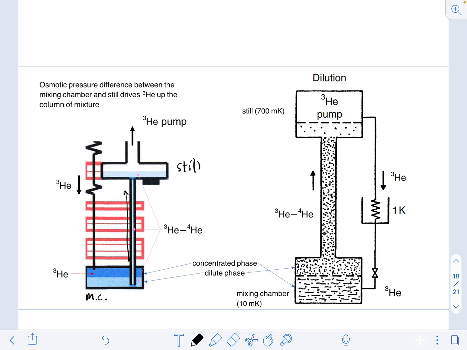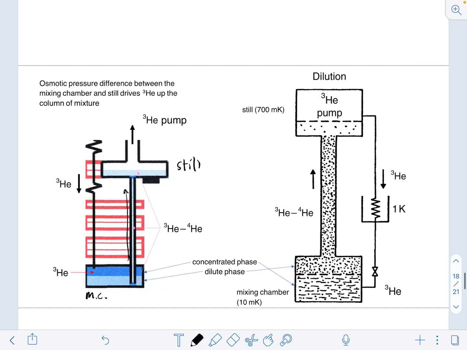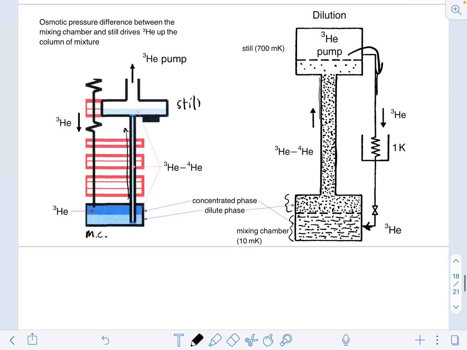The picture on the right-hand side is the same thing, but what they're showing is a direct connection between the mixing chamber and the still. They're drawing it as if the dilute phase is on top and the concentrated phase is on the bottom. And so that enables them to draw a direct tube that just connects the dilute phase of the mixing chamber to the still. And then you circulate: you remove helium-3 from the still and then reintroduce it to the concentrated phase. Okay, so these are two versions of the same picture. The one on the right is just convenient for thinking about the circulation of helium-3.